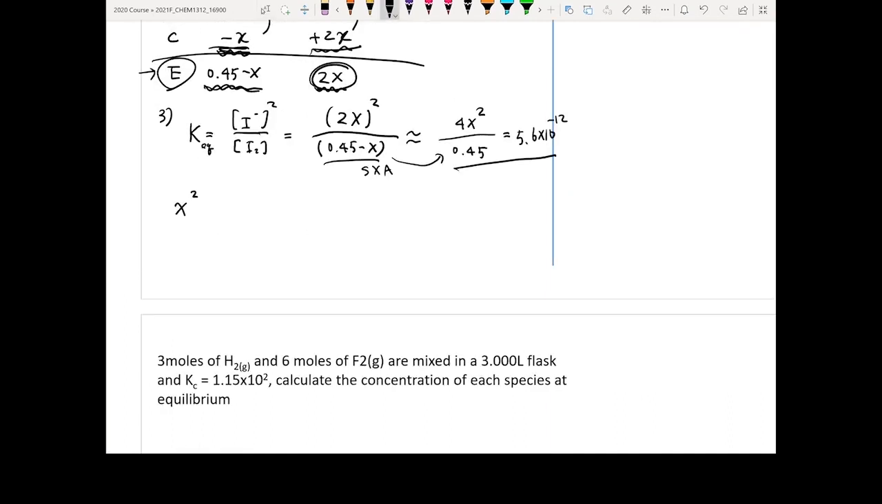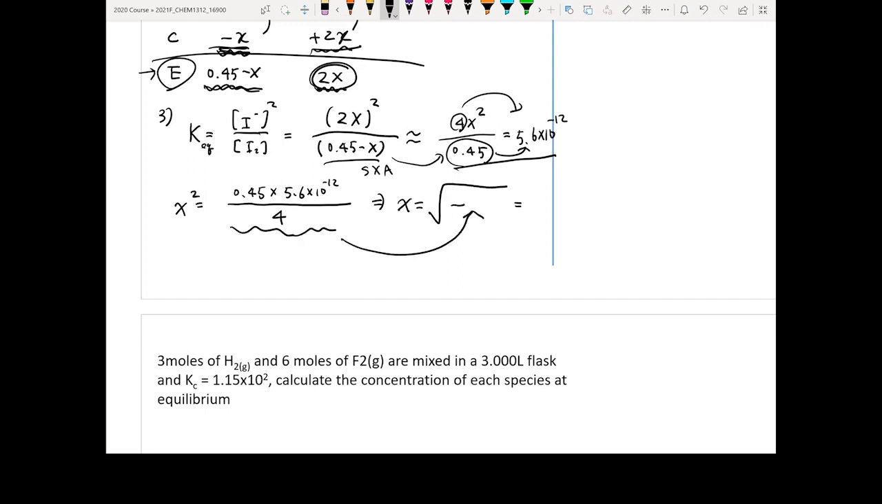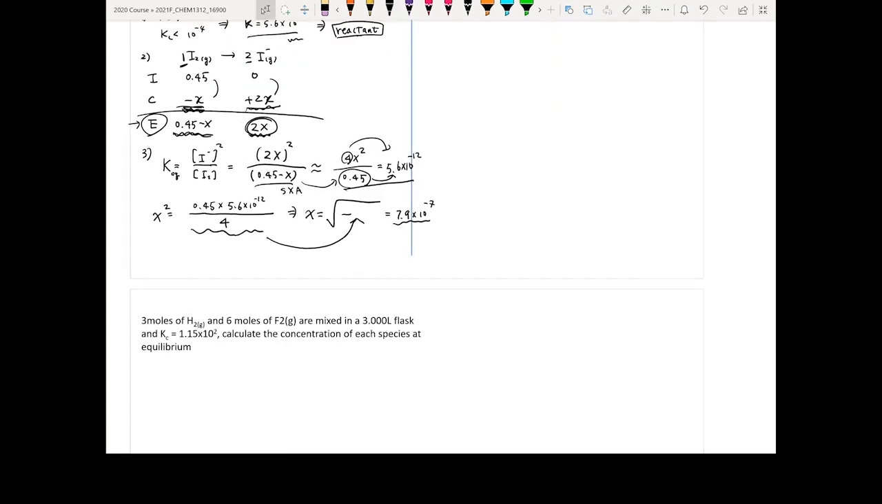So your x squared is going to equal, I'm going to move this one to the right and then move this one to the right. So what you're going to have is 0.45 times 5.6 times 10 to the negative 12 divided by 4. X is going to equal the square root of this whole thing. If you do the calculation, you can get 7.9 times 10 to the negative 7. So that's how you calculate the concentration of X. Remember, it's X. It's not the concentration of each species, because for each species, the concentration at equilibrium is this.